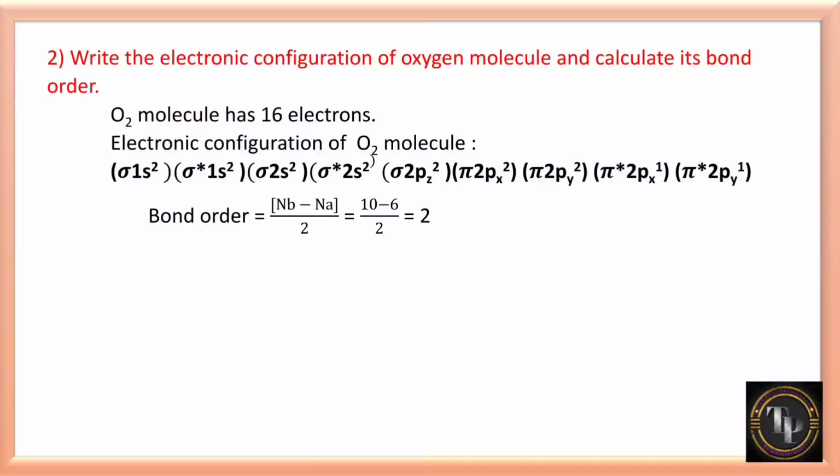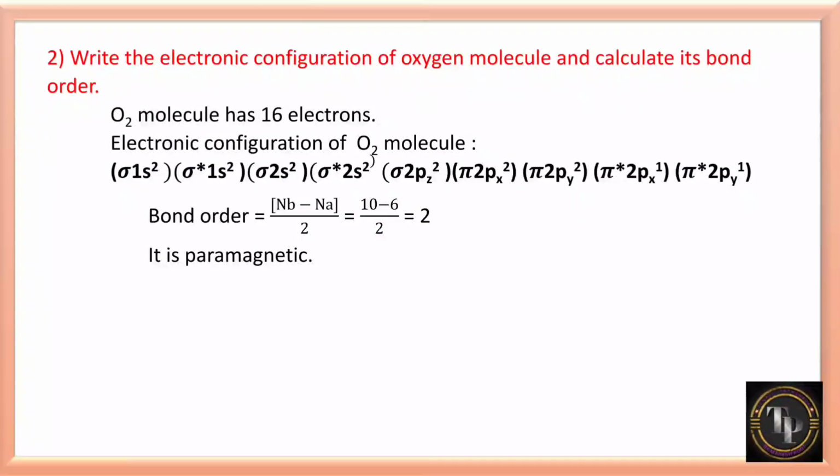Correct or not? So total 10 electrons. Antibonding orbital, star, you see how many electrons? 1, 2, 3, 4, 5, 6. So 6 electrons. So 10 minus 6 divided by 2 means 4 by 2, which is equal to 2, guys.